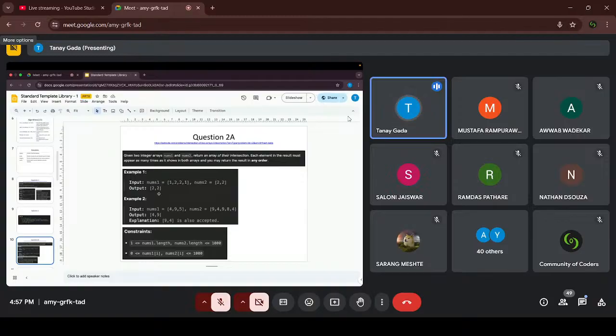We need to output the intersection array, like whatever elements are common in both. Also, we need to output as many numbers, like if 2 is 2 times in nums1, also 2 is 2 times in nums2, so we need to output two twos, not one 2. Understood the question, everybody? Any doubt in question?